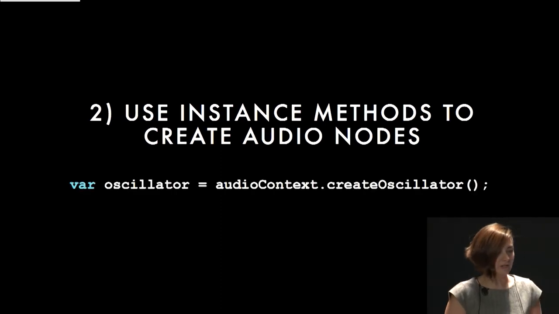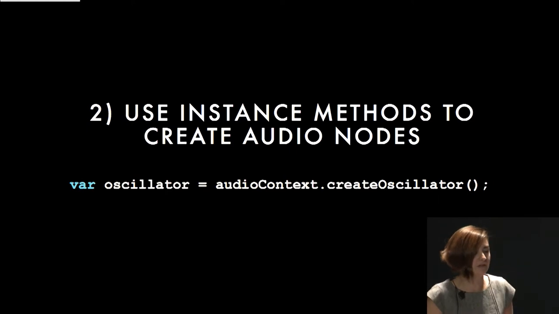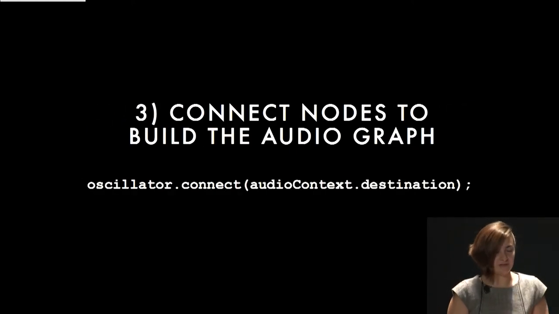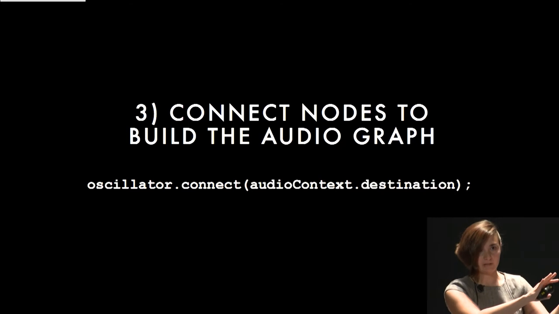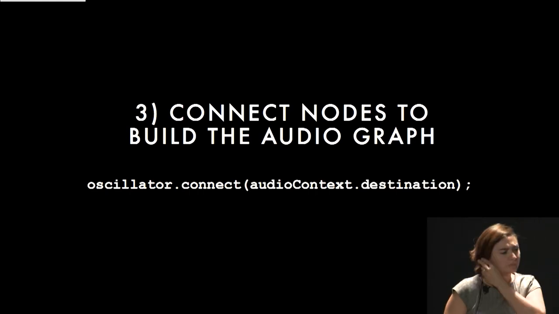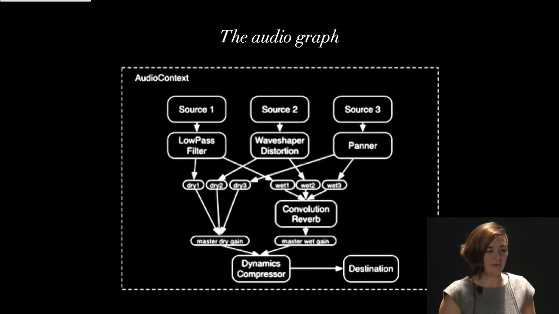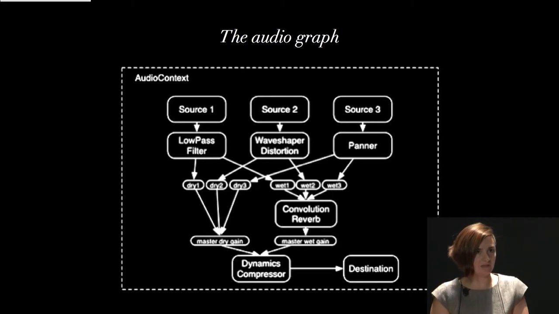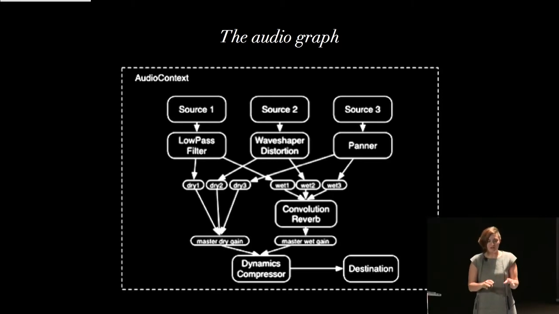So you can say, create an oscillator. And an oscillator is a basic unit for generating sounds. So then you connect the nodes: you create an oscillator, and you have the connect method, and you connect it to the destination, which is actually the speakers in your computer or your phone. And this is how an audio graph looks like. There are different types of nodes. Some generate sound, some emit, some manipulate the sound. But at the end, it just gets flowing into the destination somehow.